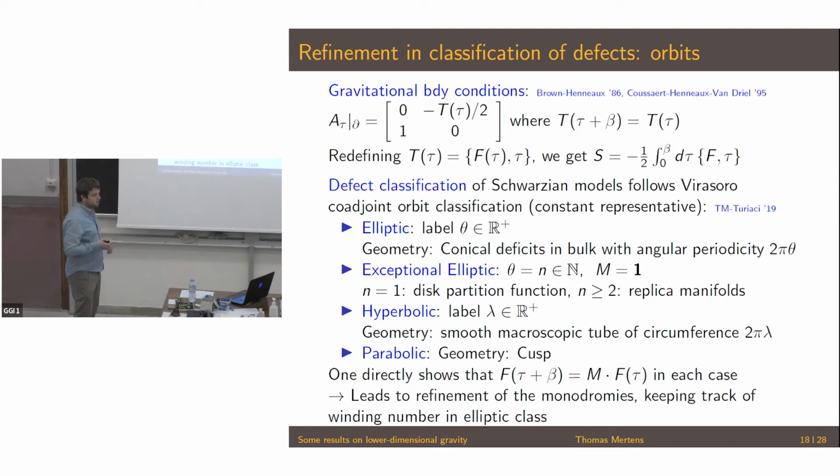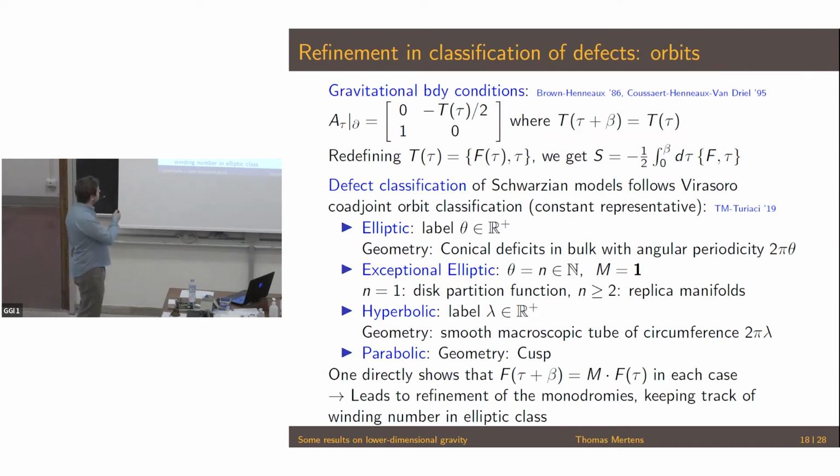Now, the thing that I want to point out is that, first of all, these names match with the monodromies on the previous slide. And one directly shows that this time reparameterization f of tau plus beta is m dot f of tau, where m acts by a Möbius transform on f, and with the same f as on the previous slide, and also the same notation. So this theta and lambda, they match with the labels that I used on the previous slide.